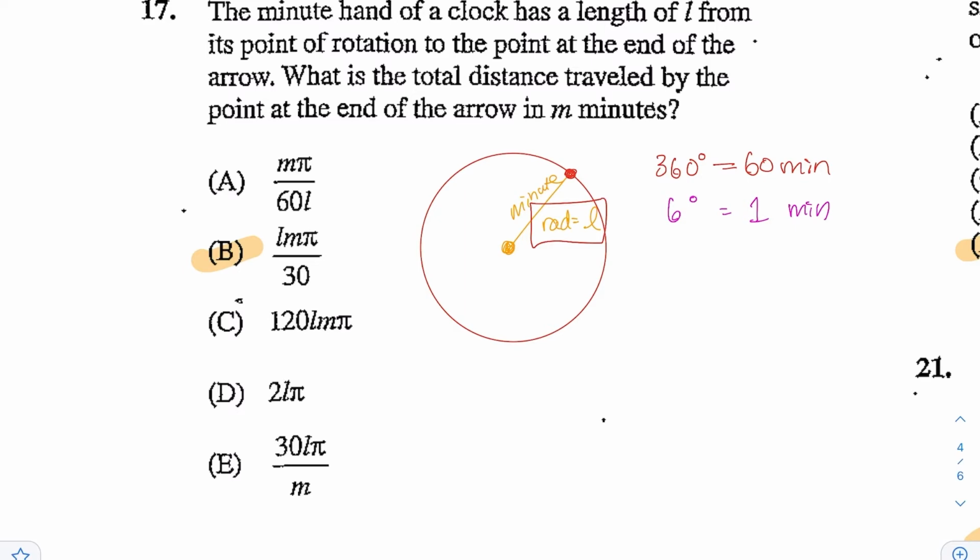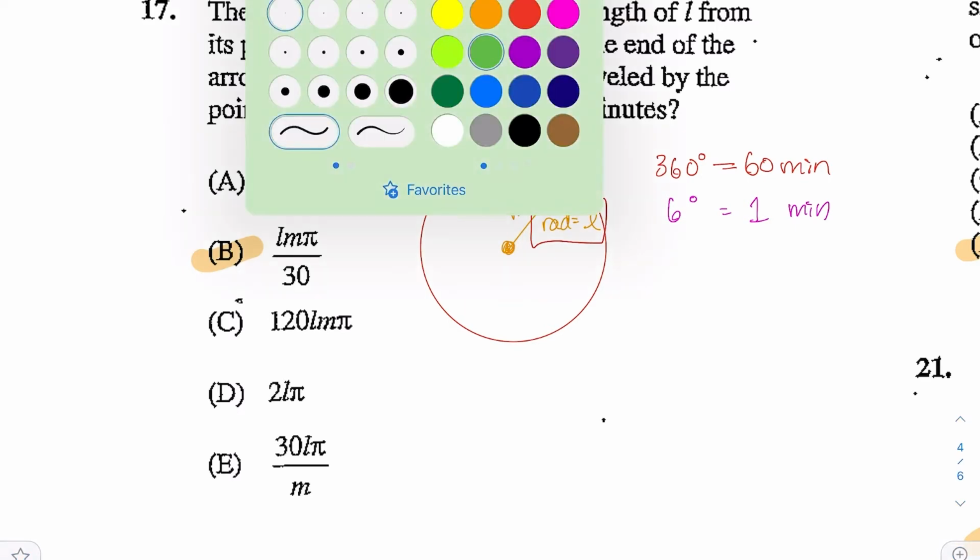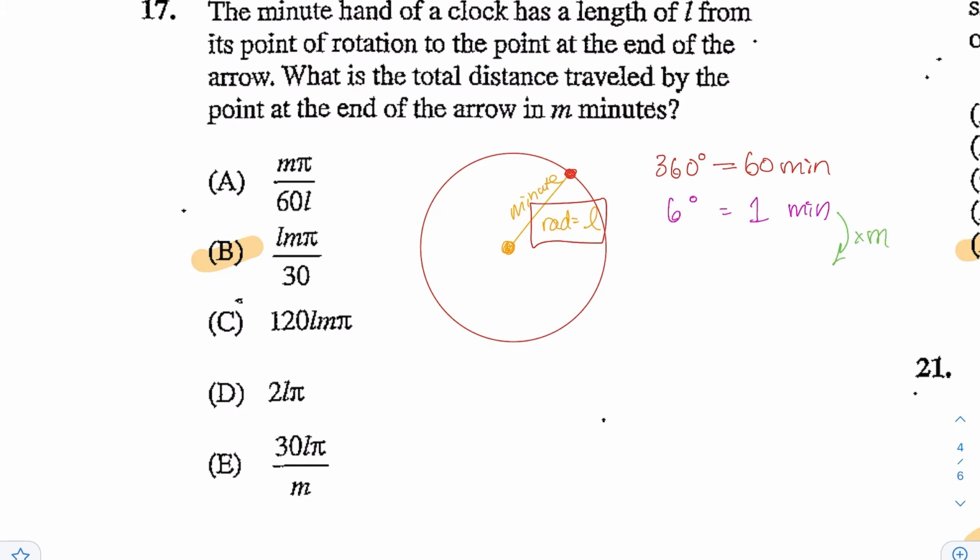So if you want M minutes, you have to multiply by M. That would be 6M degrees in M minutes. And to figure out the distance traveled, 6M, this is the part. And the whole is, of course, 360 degrees. So this will give you the part of the whole circle that you travel through.